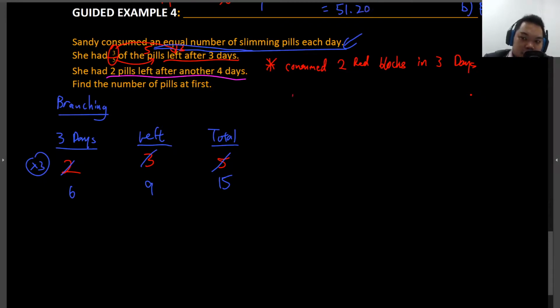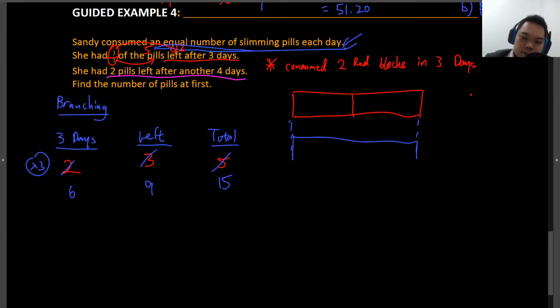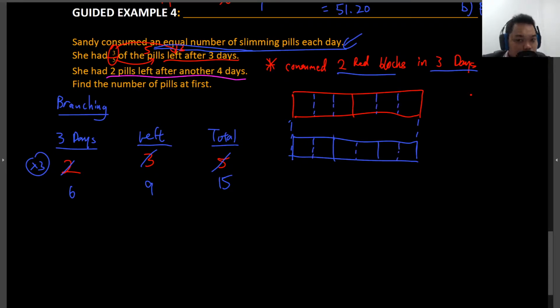Because when we do it this way, just imagine this. 2 red blocks was consumed in 3 days. So if this is the case, 2 red blocks represent the same amount as 3 blue blocks. We want to make them the same. So by doing this, we can say that in 1 day, you would be consuming 2 of these units, out of a total of 15.